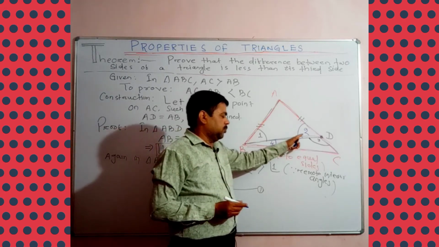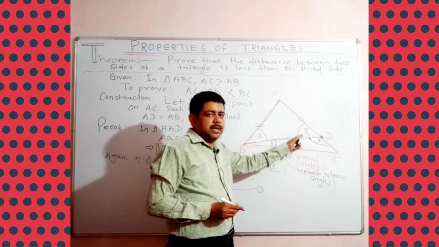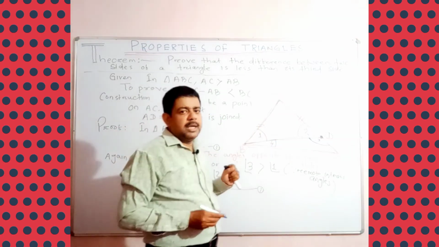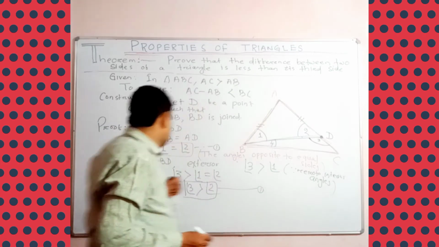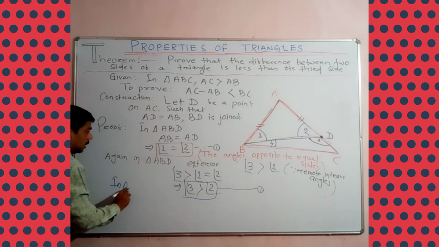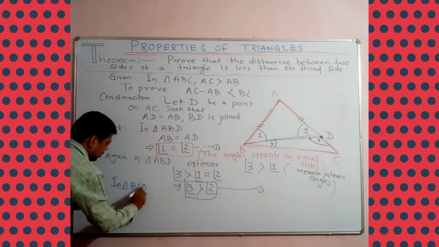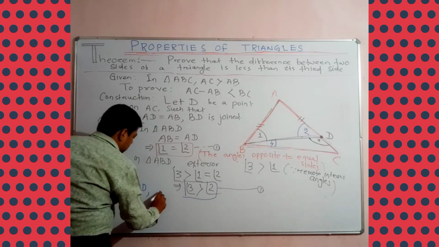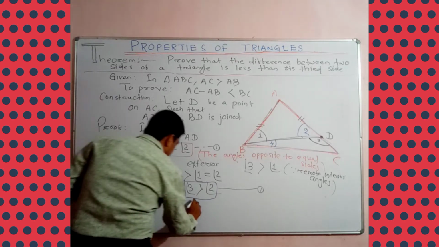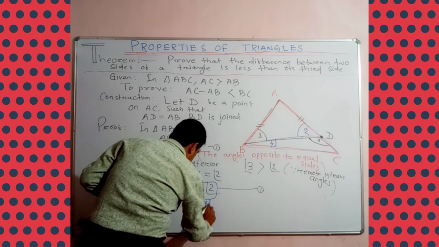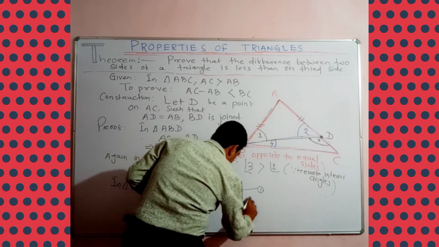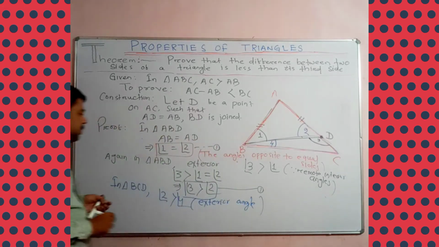So according to the properties, an exterior angle of a triangle is always greater than its remote interior angle or opposite interior angle. Once again you see, in triangle BCD, the angle 2 is greater than angle 4. Understand why? Because of the exterior angle property. This is the exterior angle property.